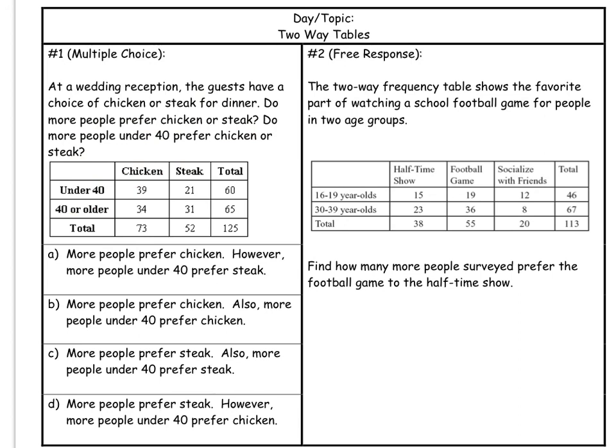And this two-way frequency table right here is looking at people who watch a halftime show, and they looked at 2 age groups. They looked at the halftime show, football game, socialize with friends, and they looked at 2 age groups. And you're looking to find out how many more people surveyed prefer the football game to the halftime show. And you can record those answers on your note sheet.